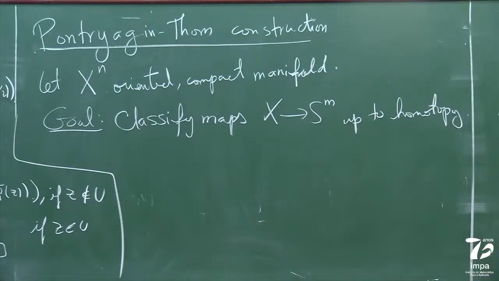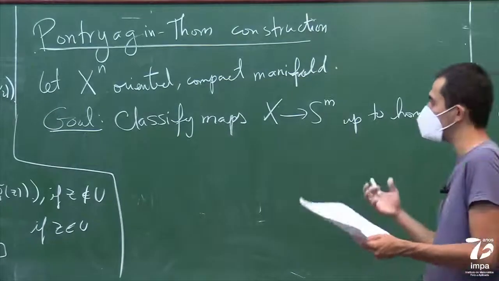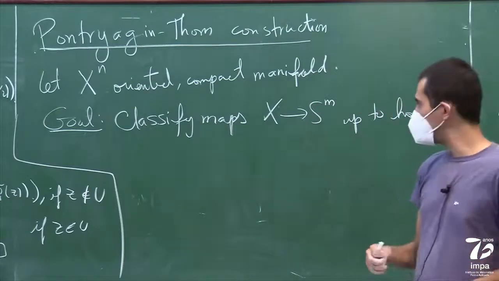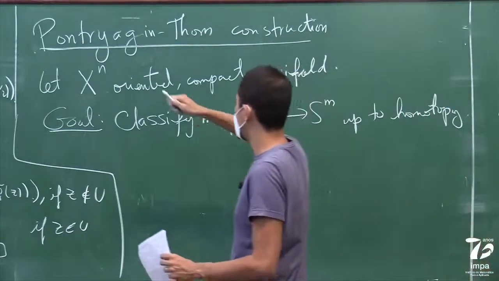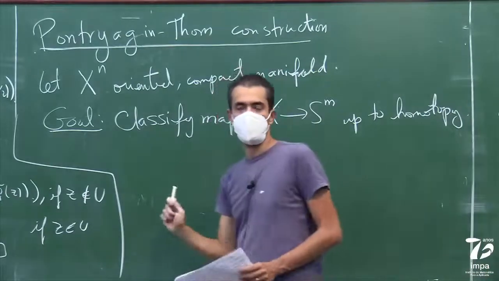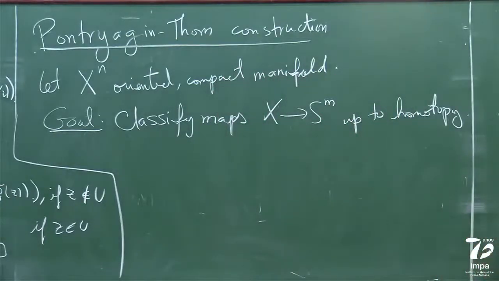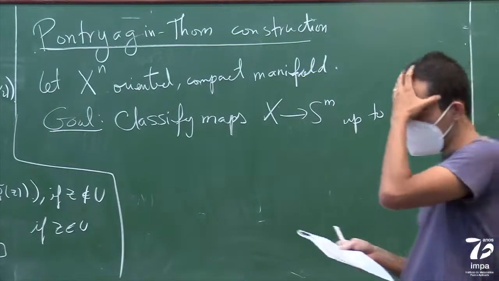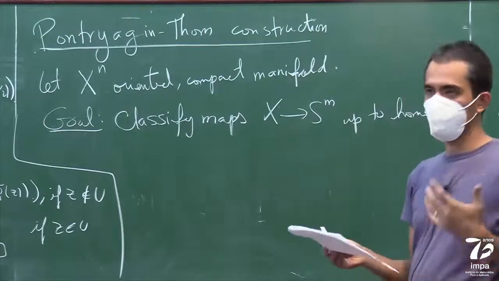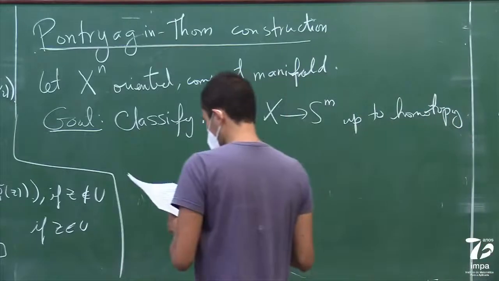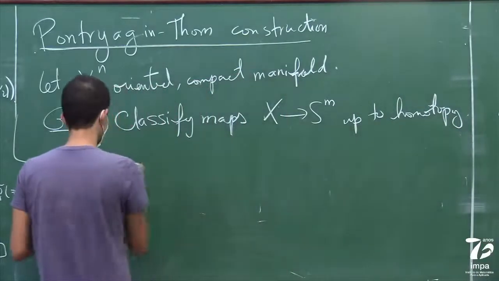Okay, so I want some kind of invariant that will be preserved by homotopies, and it will tell me exactly when these maps are homotopic. Okay, so I know that if n is equal to m and X is connected, then the degree will do it. But I want something that generalizes the degree. Okay, and that thing is going to be what's called framed cobordisms. Okay, so first of all, let me tell you what a framing is.